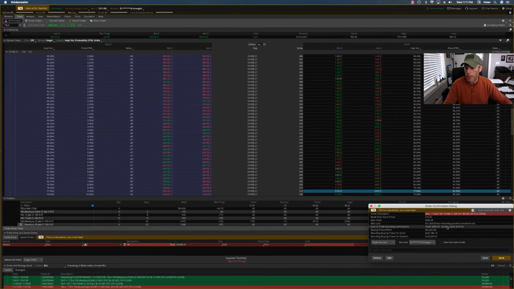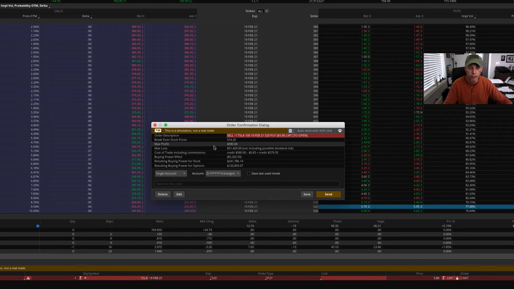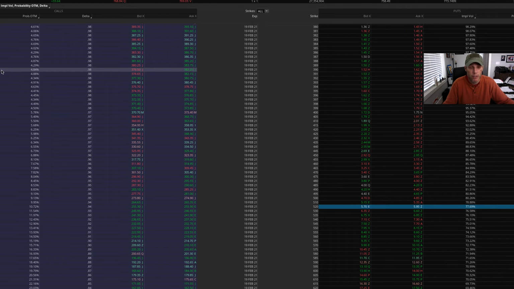Okay, and again, let me point this out. It's good revenue. Everyone always focuses on their income and they lose sight of this. This is your risk, 51 grand. They say max loss because if Tesla went out of business... Now, we know that's probably not going to happen, but there is the underlying possibility it could happen. So you always have to be cognizant of your risk. Okay, so 520 was our strike price.